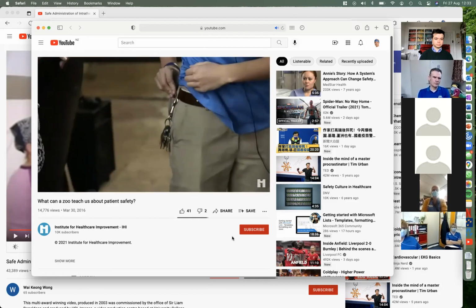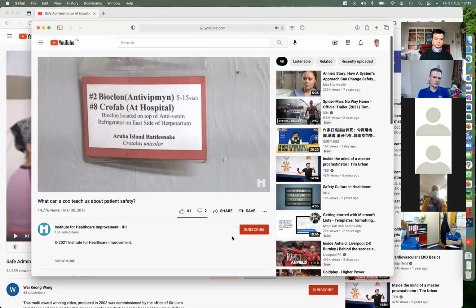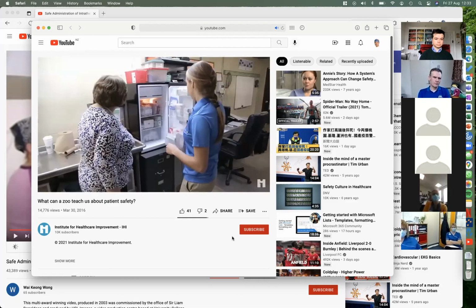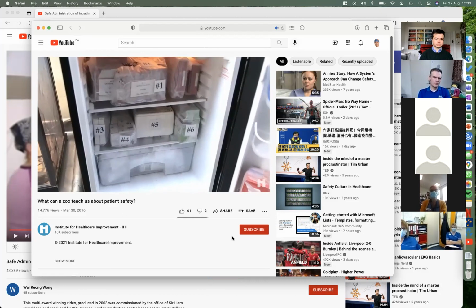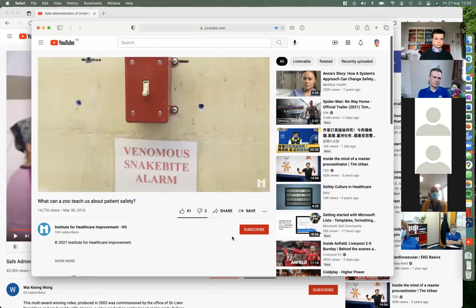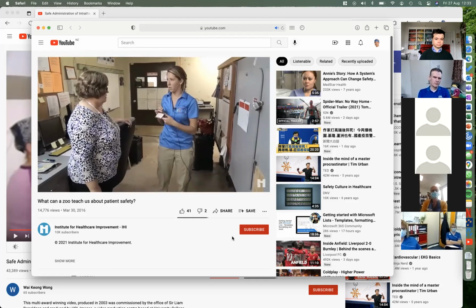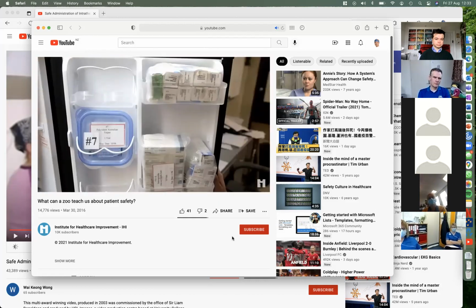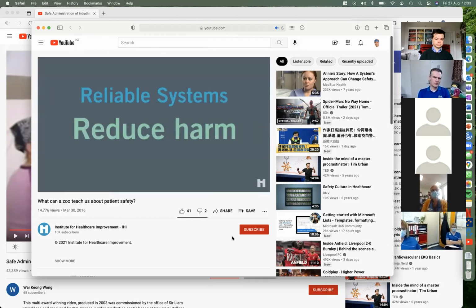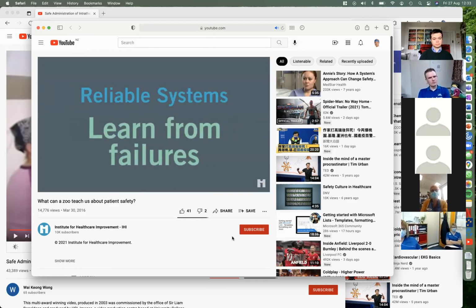They also use a belt clip with key information about the snake, such as the antivenom. That way if something goes wrong, somebody can come in from the outside, know exactly how to handle the situation and which antivenom to bring with you to the hospital. This helps to reduce harm if a failure does occur. The next principle of reliability is that you may redesign your systems based on what you've learned from failures.